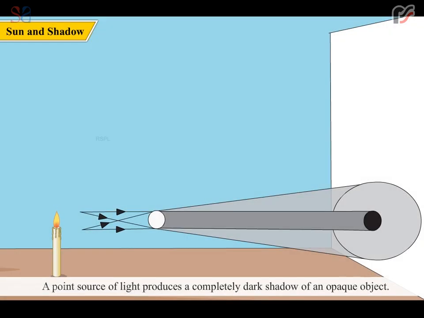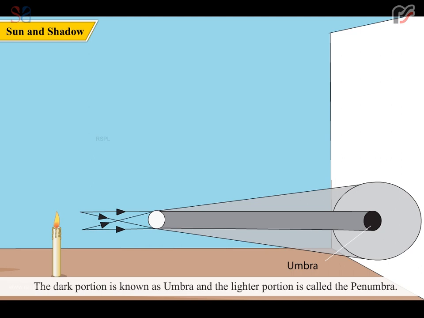A point source of light produces a completely dark shadow of an opaque object. A wide source of light produces a shadow with an inside dark and outside light shadow. The dark portion is known as umbra and the lighter portion is called the penumbra.